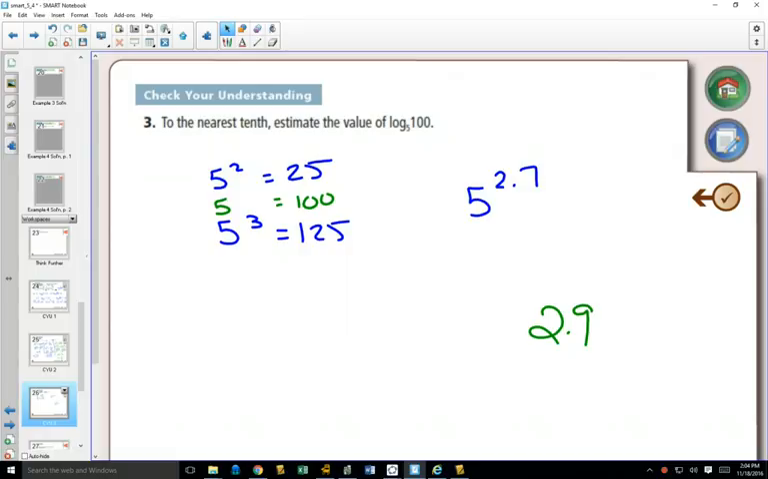It's kind of interesting that it's 2.9, right? Because you would think it wouldn't be so close to 3 already. Okay, so the questions you can do.